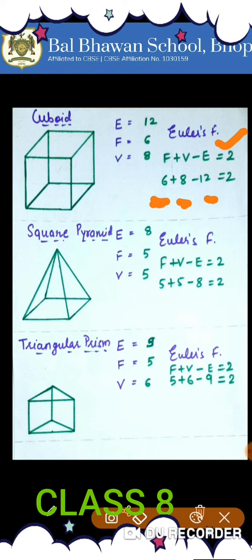So you know that 6 plus 8 is 14. So 14 minus 12 is 2. That means when we add F and V and subtract E from the sum, we get 2. That means Euler's formula is verified for the cuboid.